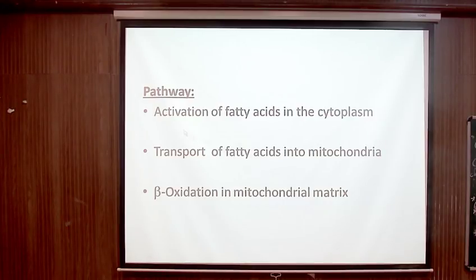One is activation of fatty acids in the cytoplasm, then transport of this activated fatty acid from the cytoplasm into the mitochondrial matrix. Then comes the proper beta oxidation, which takes place in the mitochondrial matrix. Now, activation of fatty acids in the cytoplasm itself can be a short note question.